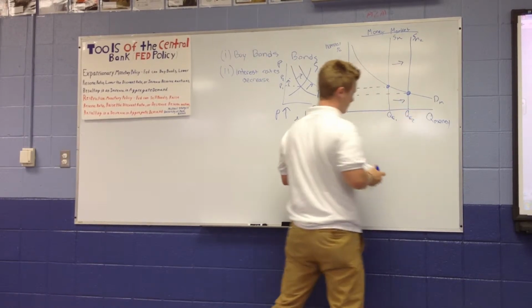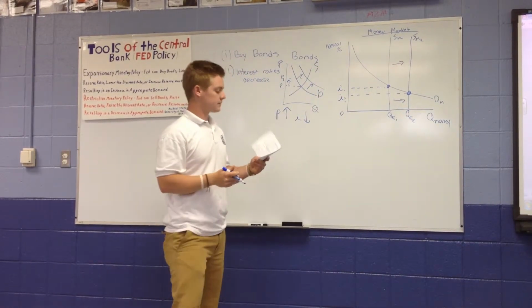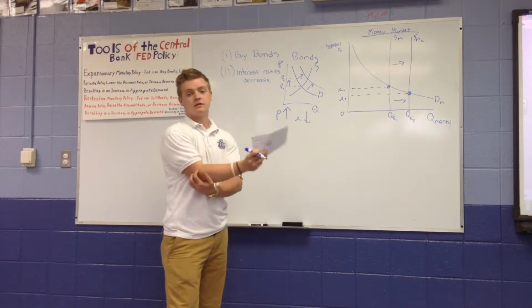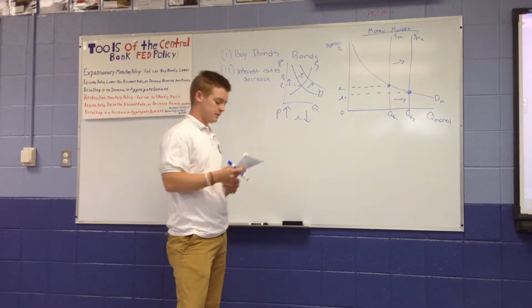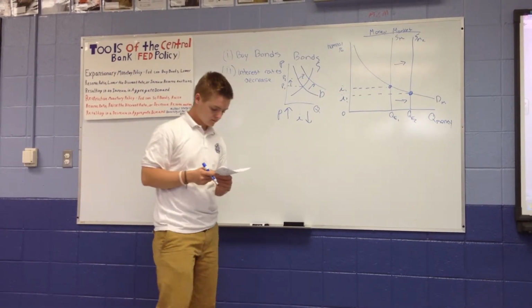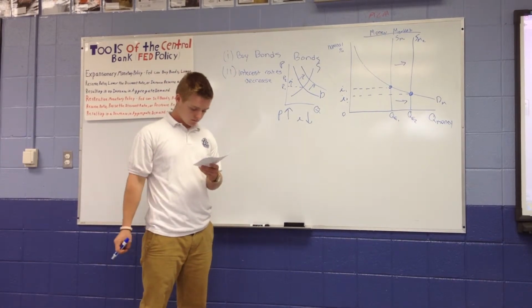Terrific. All right, so like Mr. Ossick said, expansionary policy is going to increase the supply of money and decrease the nominal interest rate in the money market. C. Assume that the Federal Reserve buys government bonds from commercial banks.